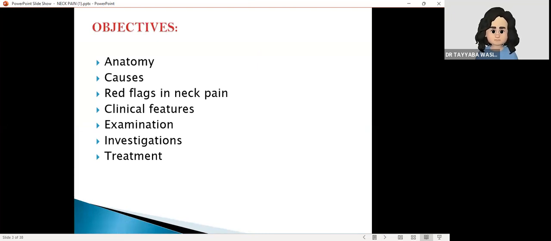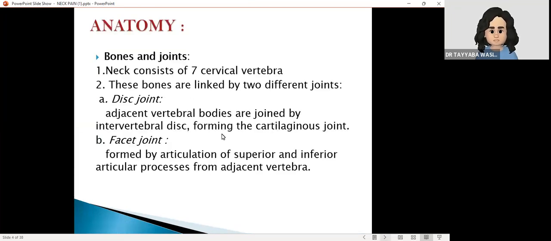Okay, I am proceeding on to the discussion on anatomy. In the anatomy, we will discuss the bones, joints, various ligaments, and various muscles that are very important with reference to neck pain. The bones that are very important in the neck are the seven cervical vertebrae. The first two cervical vertebrae, that is atlas and axis, are distinct in the anatomy as compared to all other vertebrae.